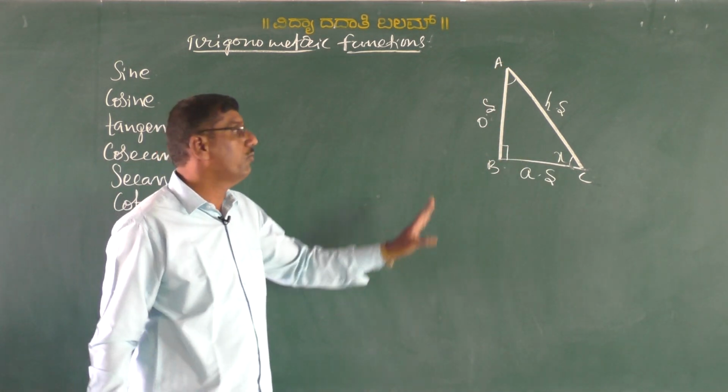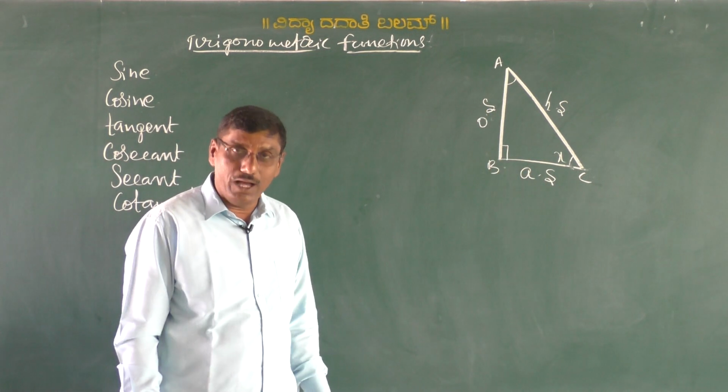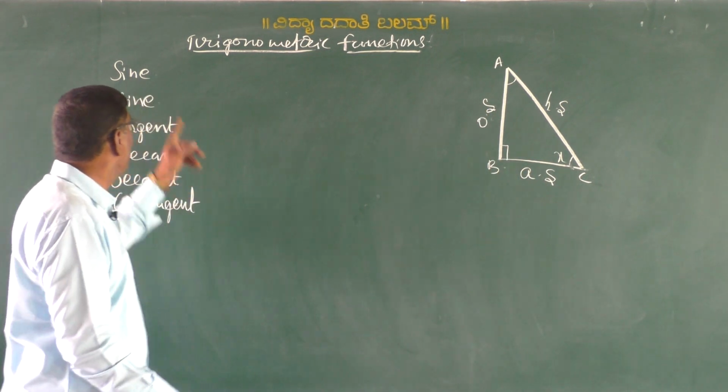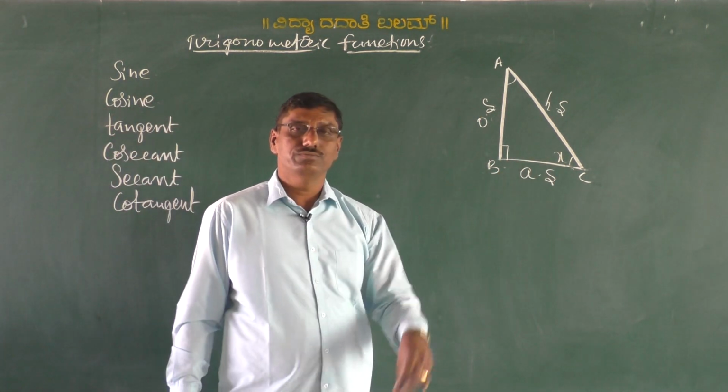Are you understood about this right angle triangle and also sides? Now we are going to define one by one. How? With respect to an acute angle.